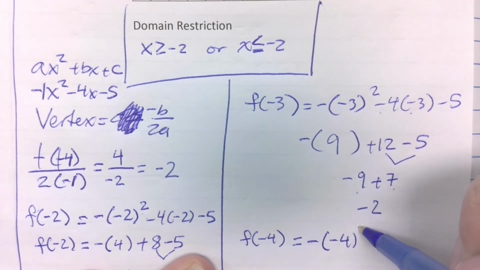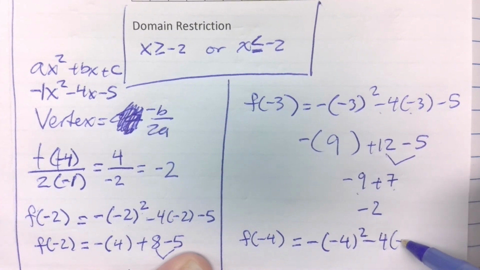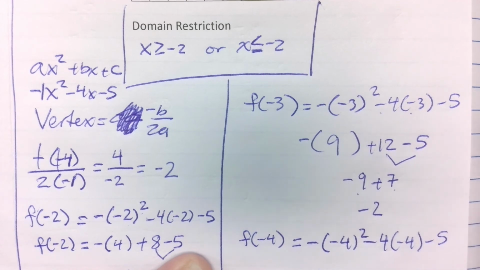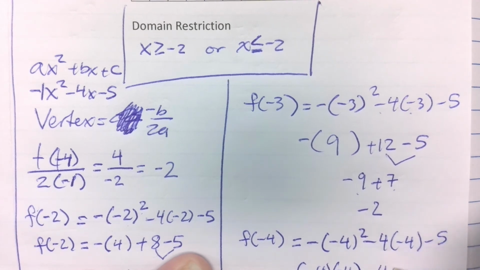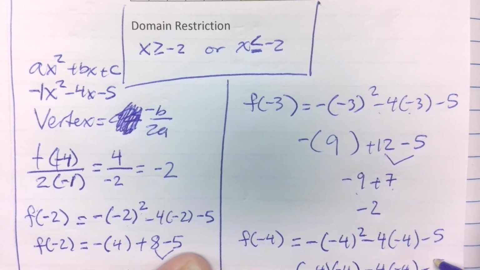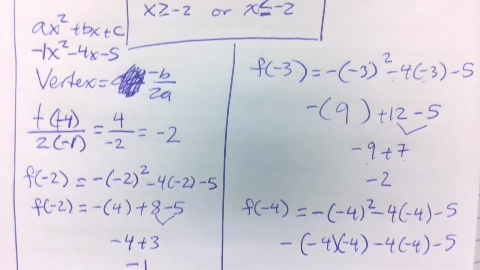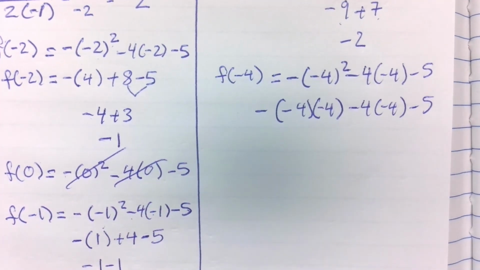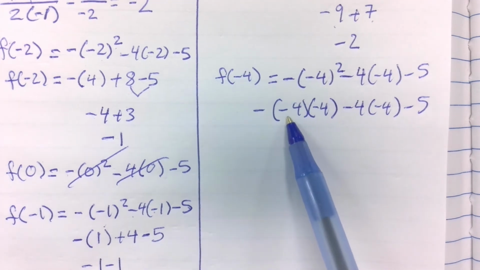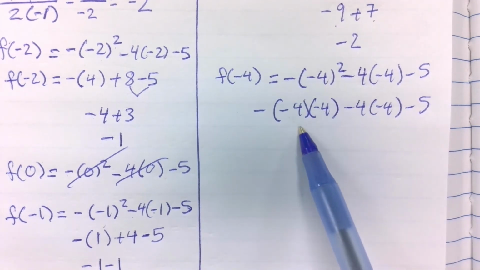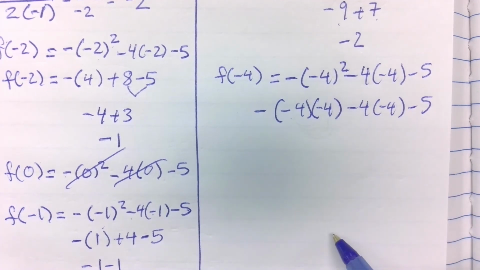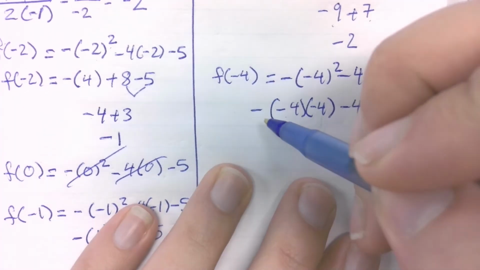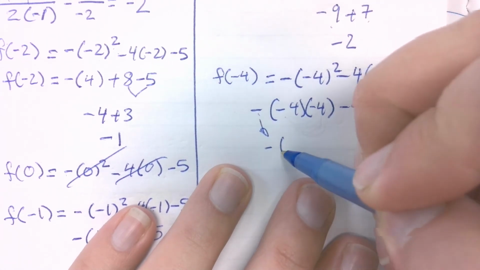Negative 4 squared minus 4 times negative 4 minus 5. Now just to be really clear, a squared means write it twice. You got to think of it as multiplying by itself. Oh, you can't see what I'm doing, sorry. What is negative 4 squared? What does that make? 16 or 8? 16. Don't forget to bring the negative on the outside.